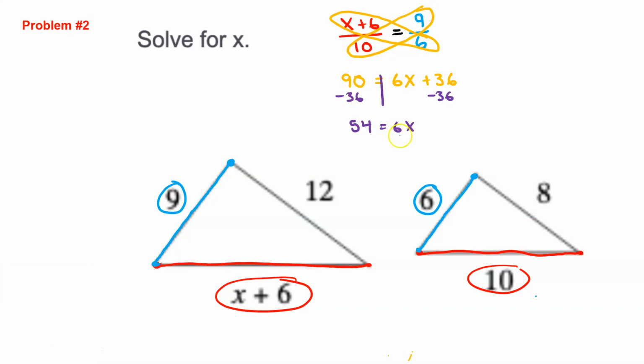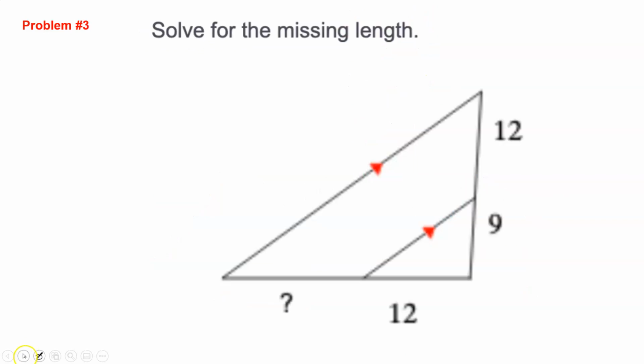If I go ahead and divide both sides by 6, 54 divided by 6 is going to give us 9. And then 6 divided by 6 cancels out just to give us x. So there we have it. 9 is equal to x.